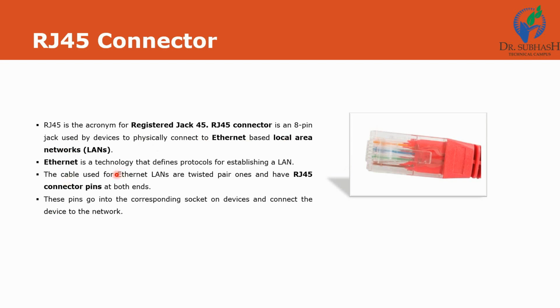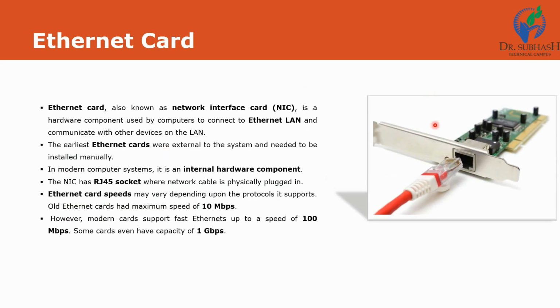The cable used for Ethernet lines is twisted pair and has an RJ45 connector pin at both ends. This pin goes into the corresponding socket on the device and connects the device to the internet. That is RJ45. Now, the Ethernet card. See here, RJ45 will connect to the socket. This is the socket. The socket is directly connected with the Ethernet card. We also say LAN card.